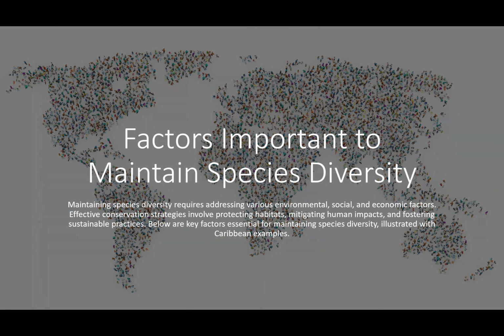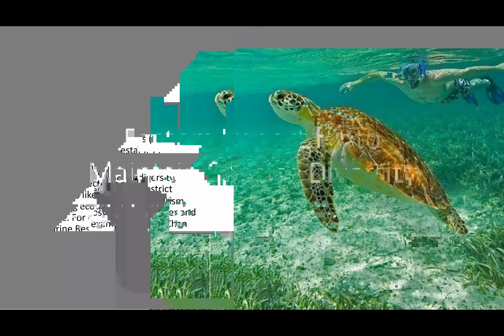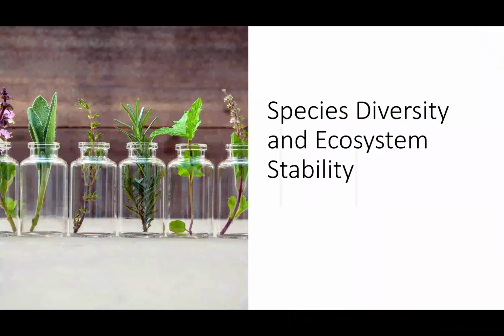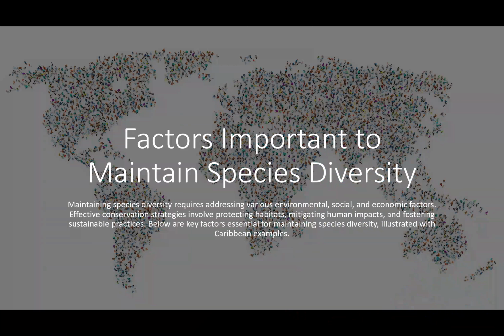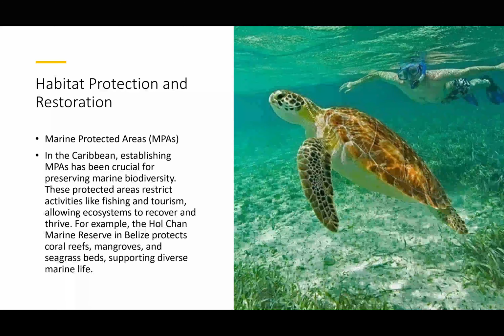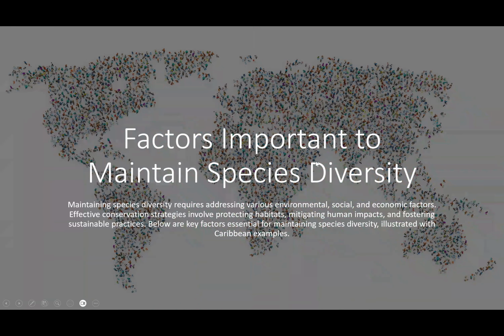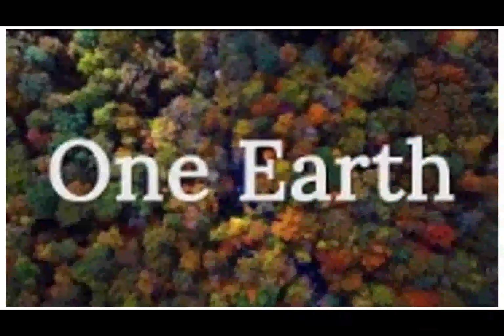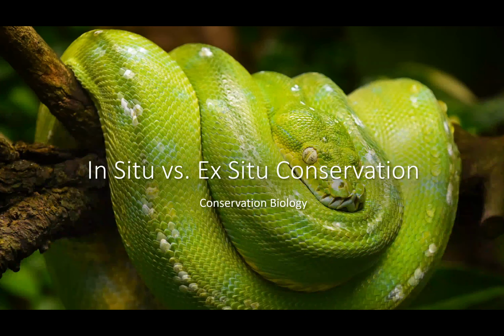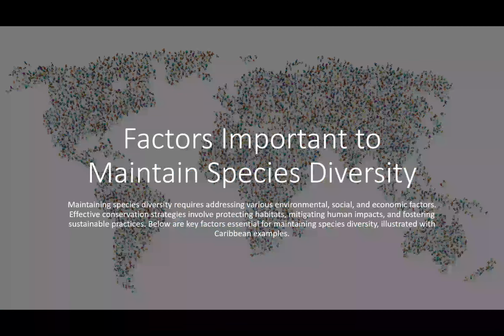Factors important to maintaining species diversity. This is really continuing that. Okay, so let's look at the factors. Maintaining species diversity requires addressing various environmental, social, and economic factors. Effective conservation strategies include protecting the habitats, managing human impacts, and fostering sustainable practices. So what we're going to be looking at is ways in which we conserve. These are the conservation efforts we're going to be looking at for our species diversity.